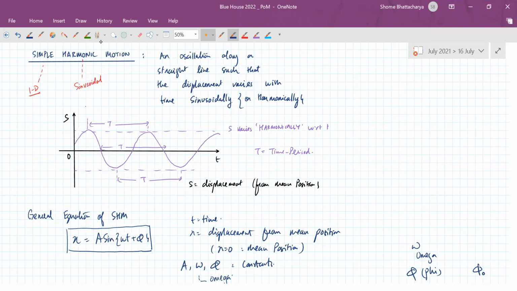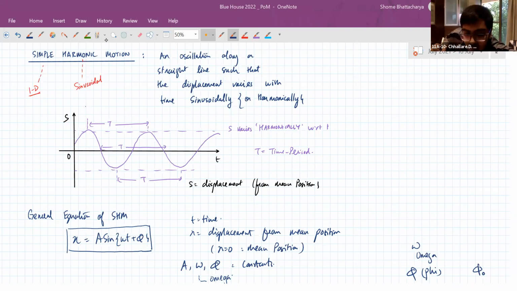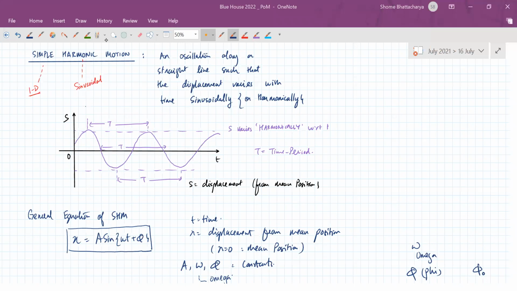A is amplitude. We'll discuss it. It's the maximum displacement from mean position. You can see that mod x has a maximum value of A, no? Because the sine term varies between -1 and +1. So that's why it's called the amplitude.